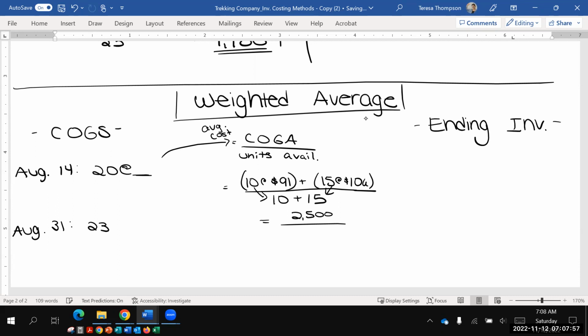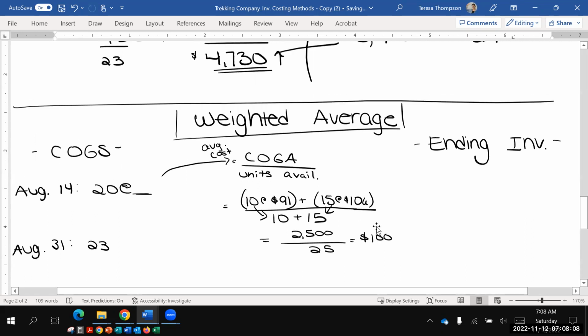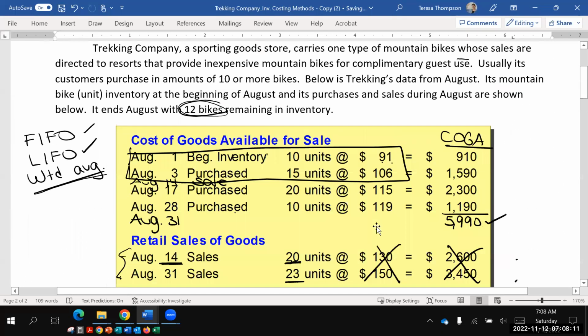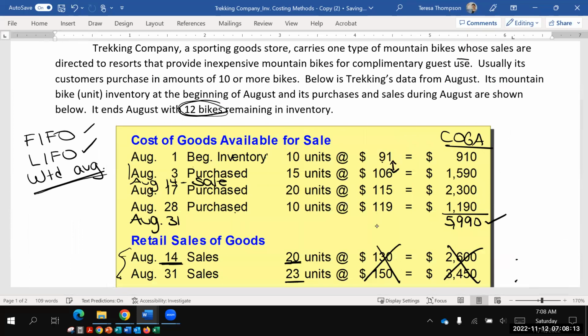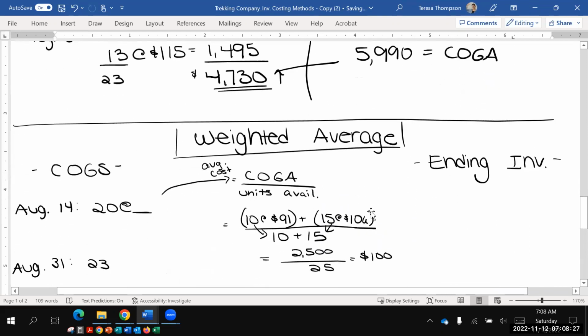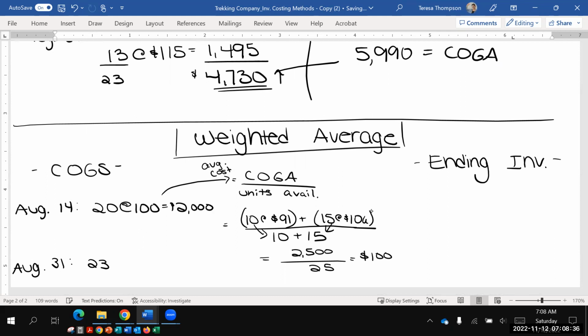I get, it simplifies out to 2,500 over 25, or an average cost of 100. Again, I like to do a reality check, so I just make sure that that 100 is somewhere in between, right? Because it should be the average. So it should be somewhere in between the 91 and the 106, skewing a little bit closer to the 106 since you had more units. All right, yay, feel better about that. So now we know our average cost for the August 14th sale was $100.